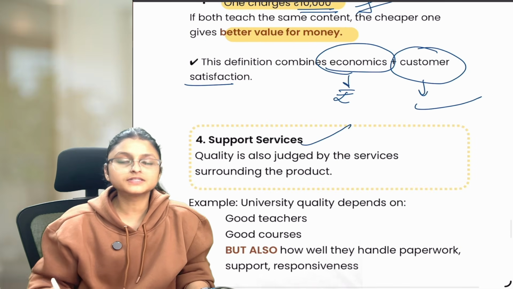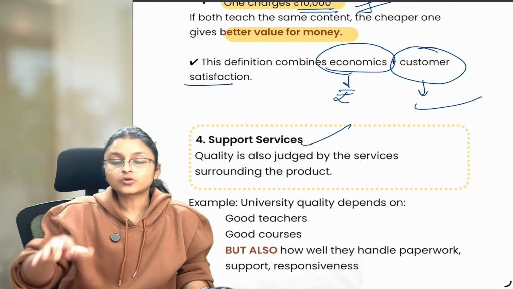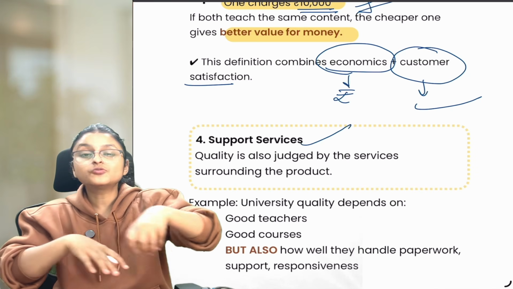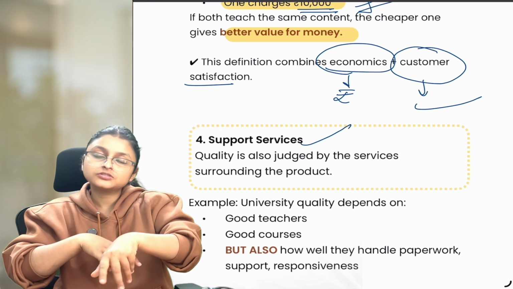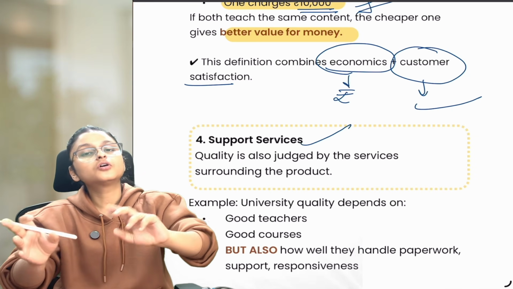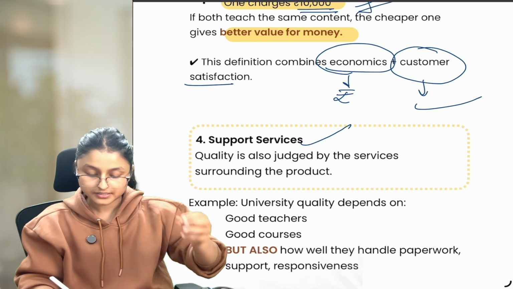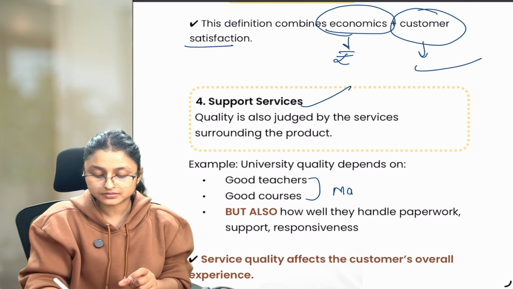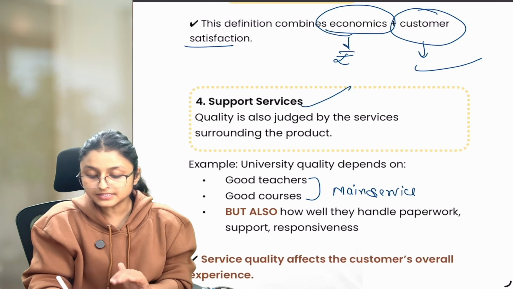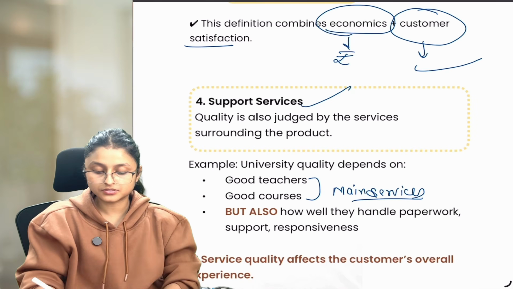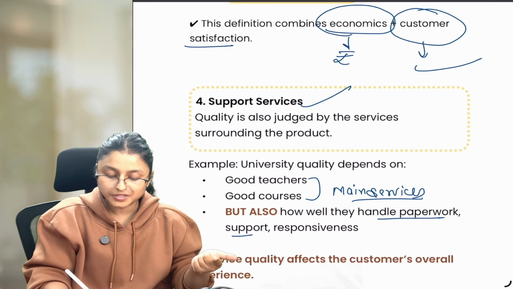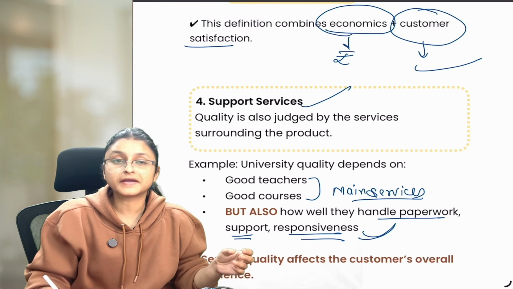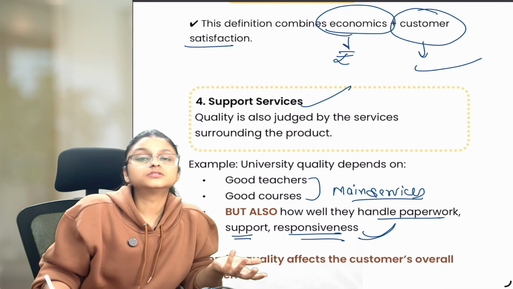Next, support services. Think about it. We are not talking about the main product or the main service. We are talking about the services which surround that product. On the basis of that also, we think that this particular product or service is of good quality. Like university quality depends on good teachers and good courses. This is the main service. This will be the deciding factor, I understand. But on the basis of how they handle paperwork, how they provide support, how responsive they are, on the basis of this also you are going to decide whether they are providing a quality service or not.